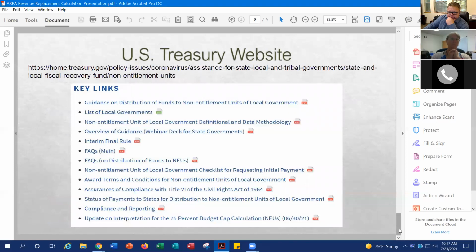The U.S. Treasury website has a variety of information and documents that is helpful, I think, to the non-entitlement units. I do have their website listed here, and then just a screenshot of the various documents that they have on their website. So you can get additional information on the frequently asked questions, methodology, overview of guidance, variety of information. They do update their information whenever they have additional Q&As that they put out. You can also subscribe to get updates from the U.S. Treasury. So whenever they have changes to the NEU guidance, you will receive an email with those changes.